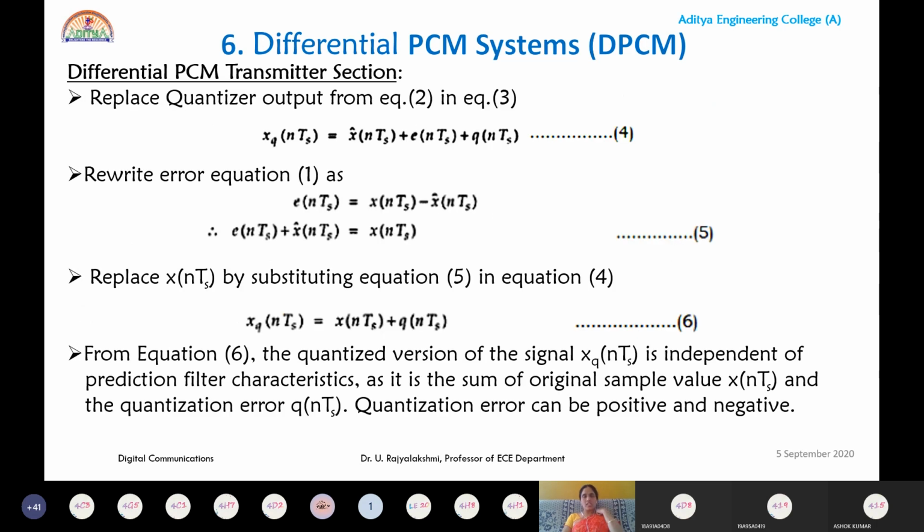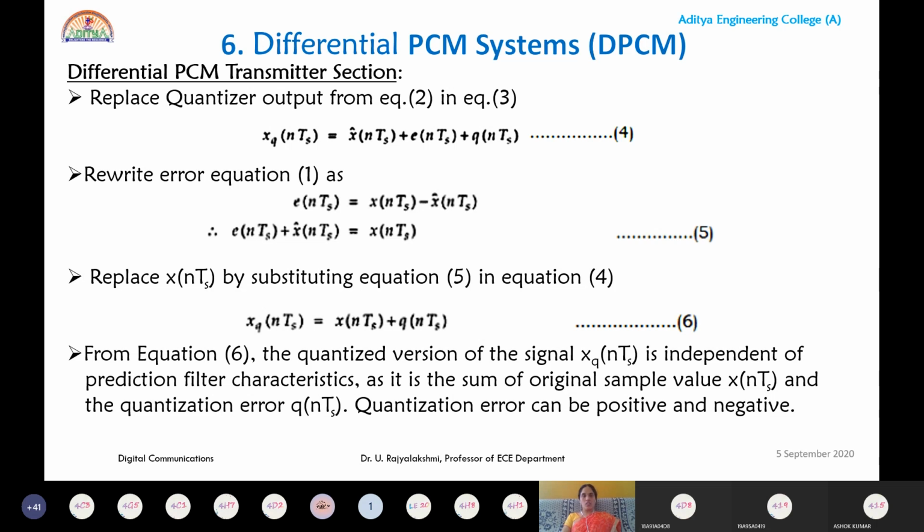So I have rewritten equation 4 once again. What is equation 4? The prediction filter input is equal to past sample data plus E of NTS, the comparator output, and Q of NTS is the quantization error. So take this as equation 4. Now how can you rewrite equation 1? Actually what is equation 1? Comparator output, that is error signal E of NTS or the difference signal. It is defined as the present sample data, that is X of NTS, minus past sample data, that is X cap of NTS.